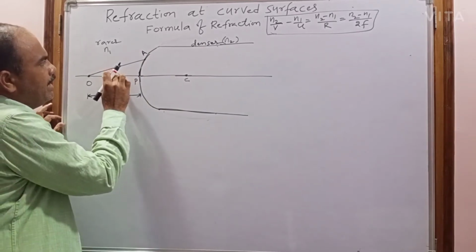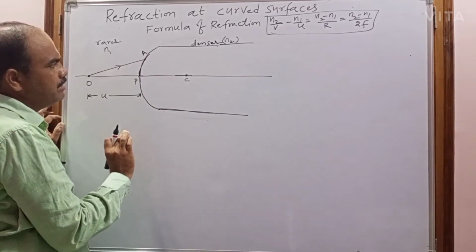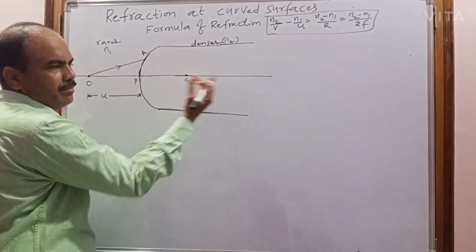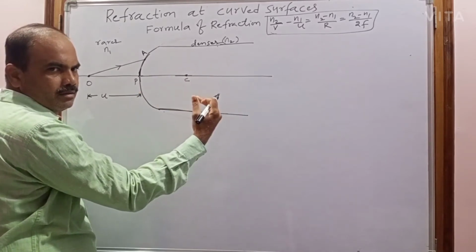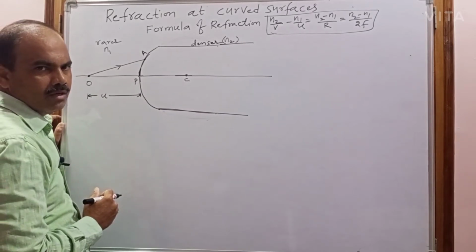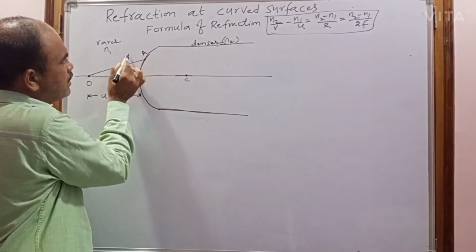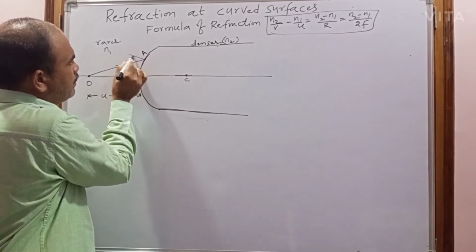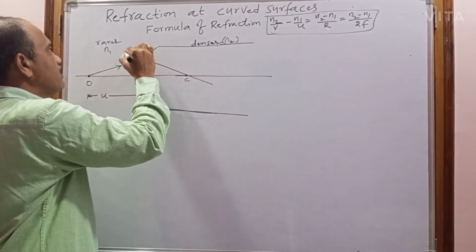To know the angle with which it is incident on the curved surface, and how it will bend after entering the denser medium, I am drawing a normal. How can you draw the normal? The simple technique is to join the point of incidence and the center of curvature with a line. That is the normal. So this is the normal.